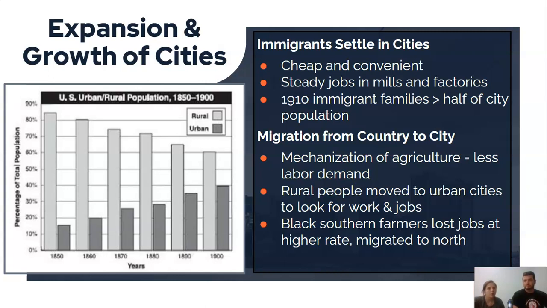And then we also see black southern farmers losing their jobs. We see a lot of tenant farmers in the South. And as farming gets more efficient, we see them lose their jobs and their land and move north as well. And that's going to create a really big problem.